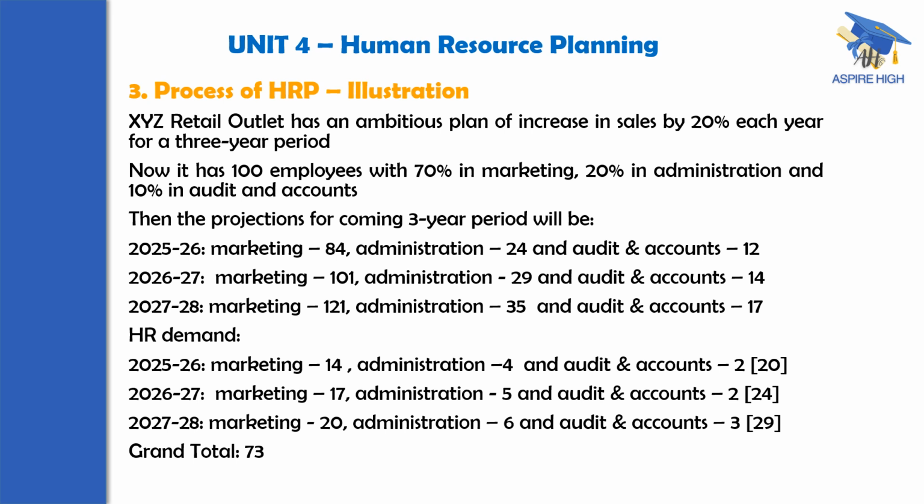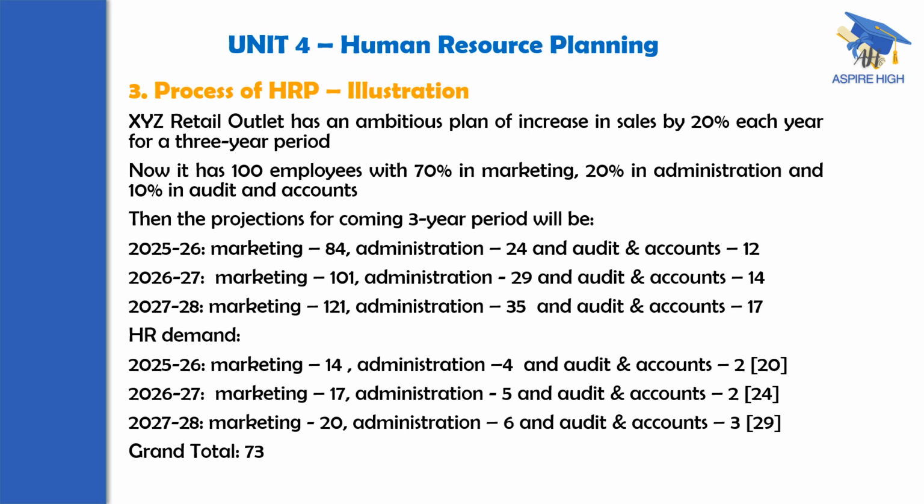Corresponding employee strength is to be assessed. There are 100 employees, 70% working in marketing, 20% in administration, 10% in audit and accounts. That is, 70 people are working in marketing, 20 in administration, 10 in audit and accounts. With the projections for the coming 3-year period based on this 20% increase in sales, we can say that for 2025-26 marketing will require 84 people, administration 24, audit and accounts 12.